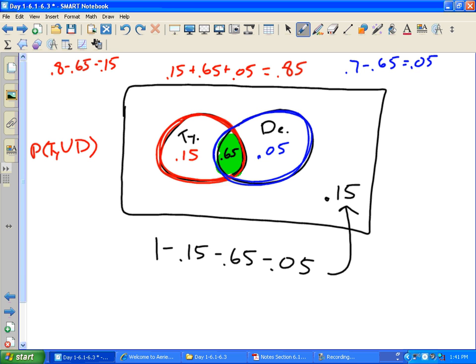Right? The union. It's "or." Tyreek makes it, or DeMarcus makes it, or they both make it. Notice what we just talked about with the Venn diagram is now matching up with what we have in this probability table.